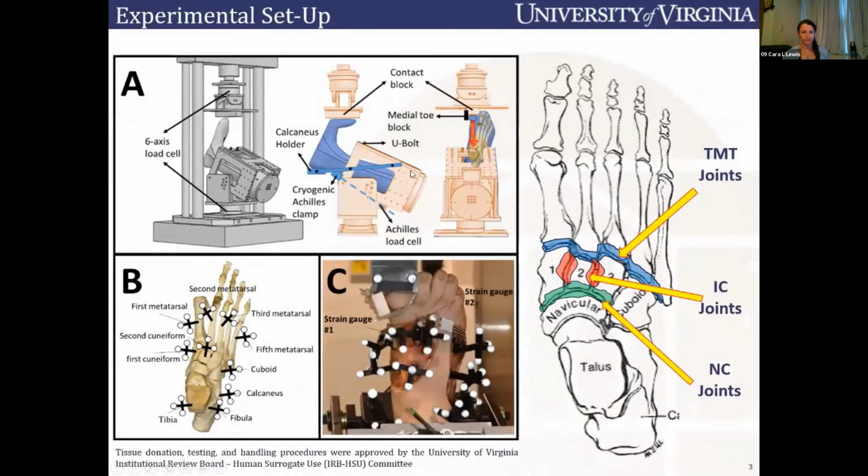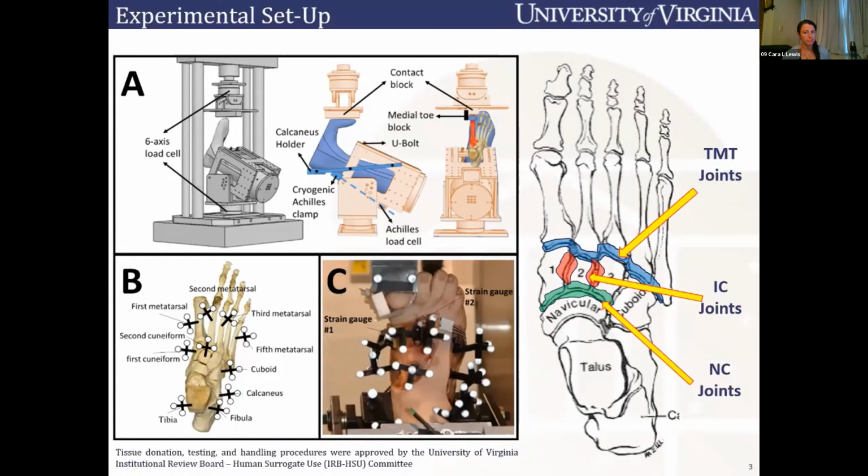In Figure A, we try to replicate the injury with boundary conditions that are close to the real-world scenario. In Figure B and C, 10 related bones were affixed with reflective marker arrays for 3D kinematics capture. We also have strain gauges attached to the first and second metatarsal to capture the time of the injury.